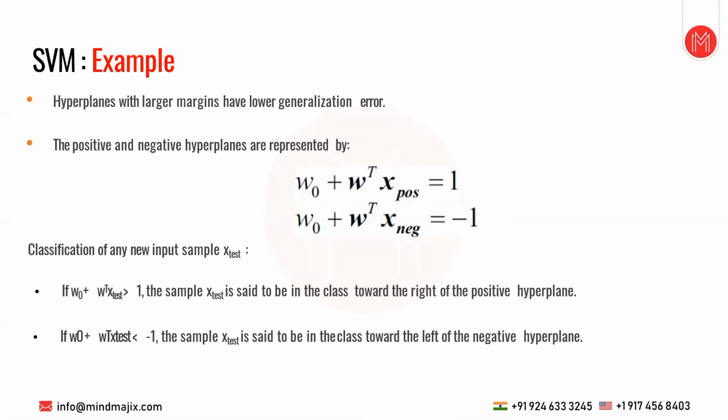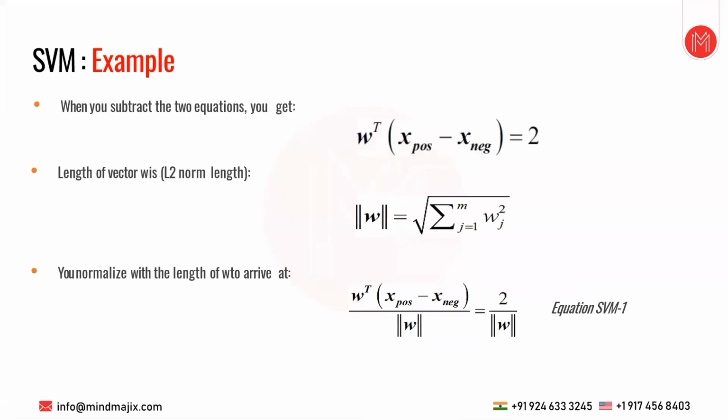When you subtract the equations W0 plus W transpose X positive and X negative, you get X positive minus X negative is equal to 2. Here again we are getting lots of mathematical equations, but during the practical we are not writing any equations because we have the scikit-learn library. Based upon that, we are doing everything.